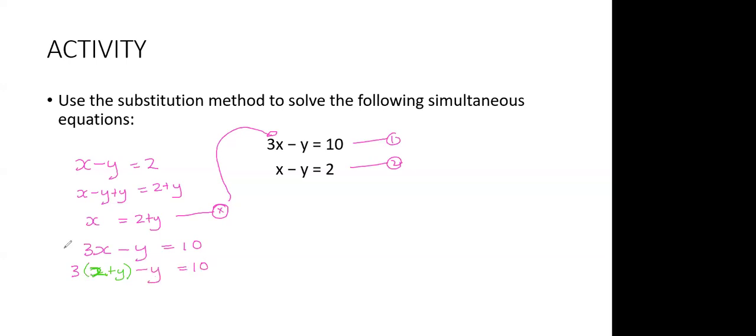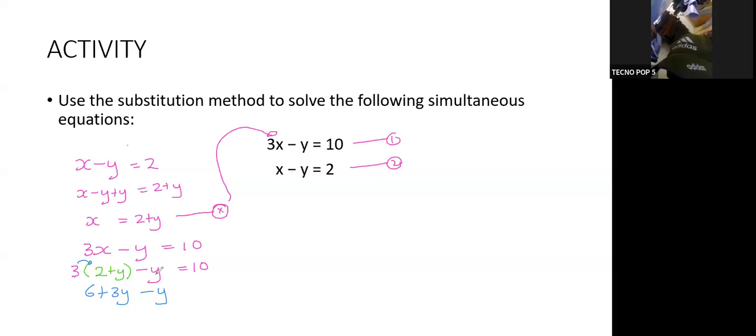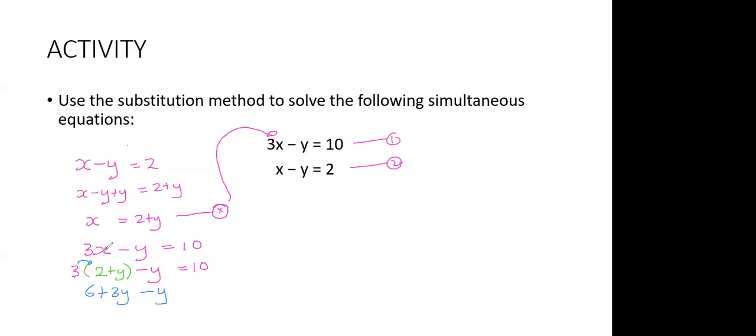Now here you need to open brackets. When I'm opening the brackets, that 3 affects everything. Please be very careful, such that this 3 will multiply the 2 and you get 3 times 2, which is 6, plus 3 times y, which is 3y, then minus y. Please, this 3 doesn't affect this y because it is only on the x.